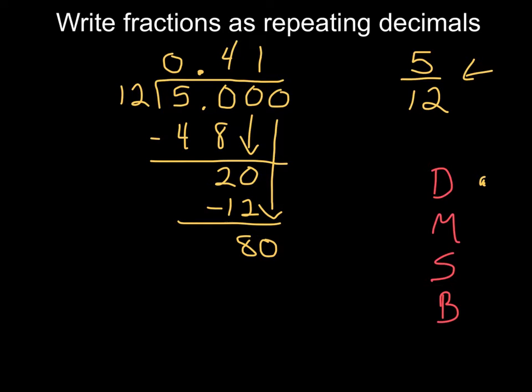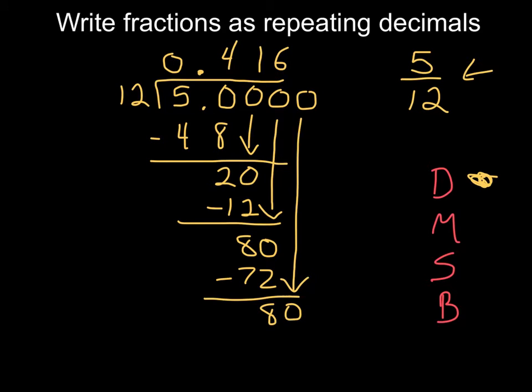Now I ask myself, how many times does 12 go into 80? So I'm back to my dividing, back to the top here. And I know that goes in there 6 times. 6 times 12 is 72. Now I subtract. I'm left with 8. I'm going to have a 0 here.